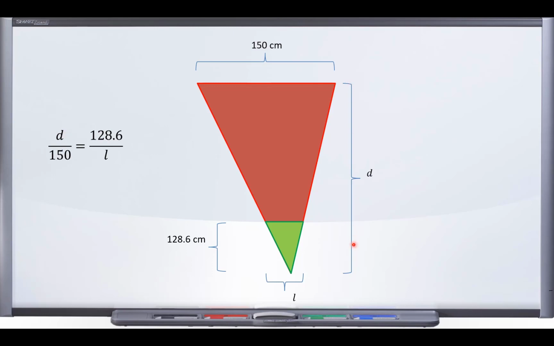D is the big unknown, and the base was 150 centimeters. He told us how far he moved the camera. And the length of the green triangle is given as 128.6, and L, I think we can measure that if we just go to the video.